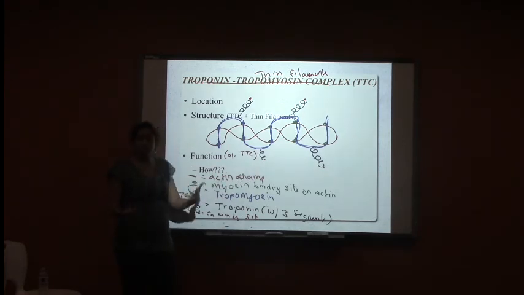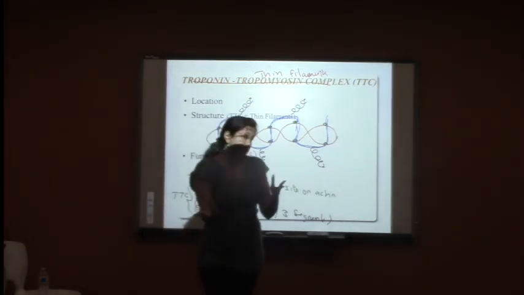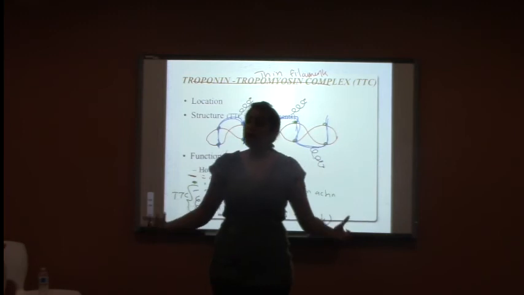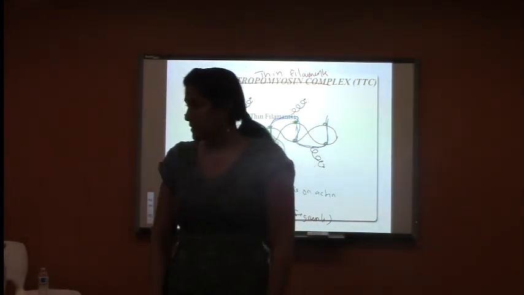How does it prevent muscle contraction? It closes up the myosin binding site, so myosin cannot bind with actin. If myosin and actin don't bind, they don't come together, and there's no muscle contraction. Does that make sense?